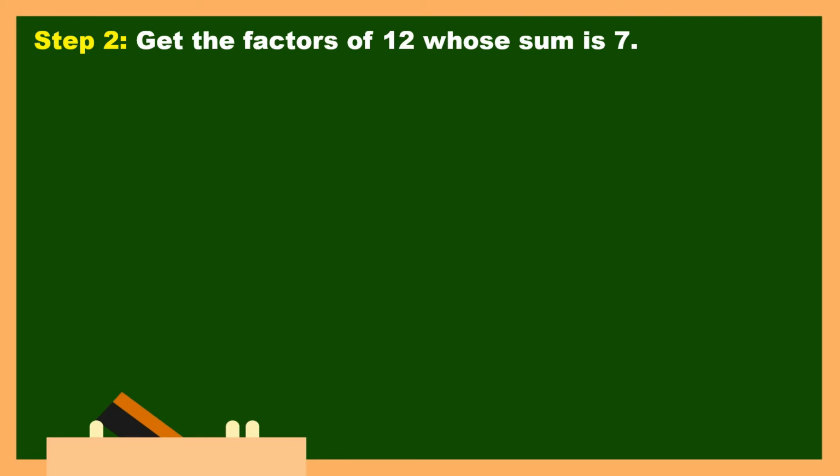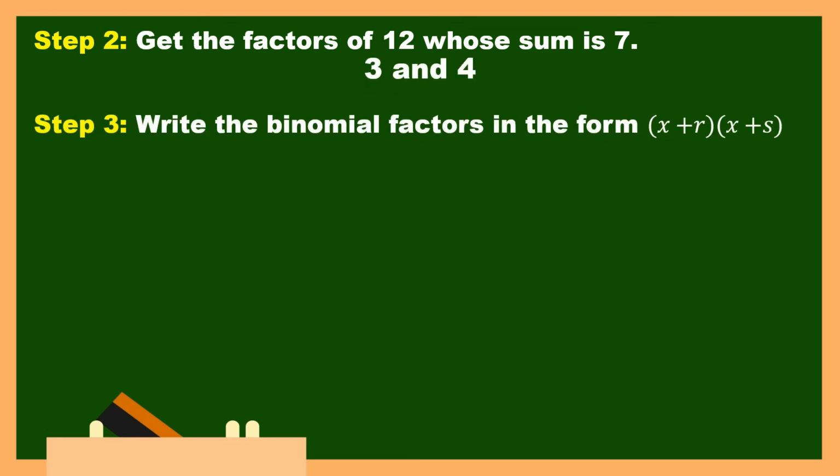Step 2, get the factors of 12 whose sum is 7. So dito naman, kukunin natin ang factors ni 12 kung saan kung i-add natin sila, the result is 7. Kaya ang sagot natin dito ay 3 and 4. And step 3, write the binomial factors in the form the quantity of x plus r times the quantity of x plus s. So gamit yung factors ni 12 na ang sum ay 7, makaka-form tayo ng binomial factors. So, the quantity of m plus 3 times the quantity of m plus 4. Yan ang ating binomial factors.